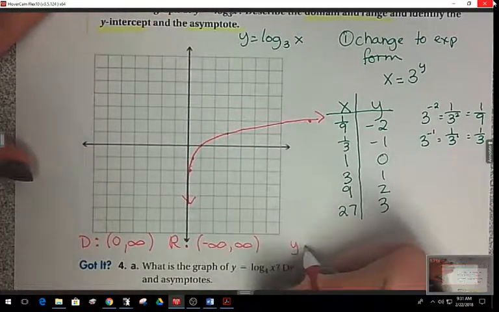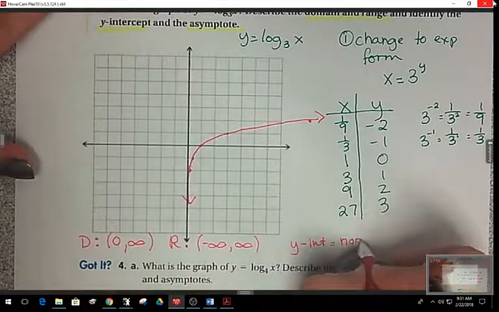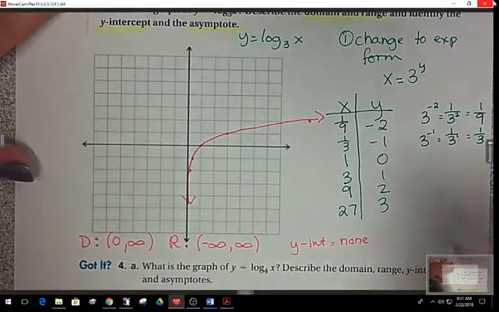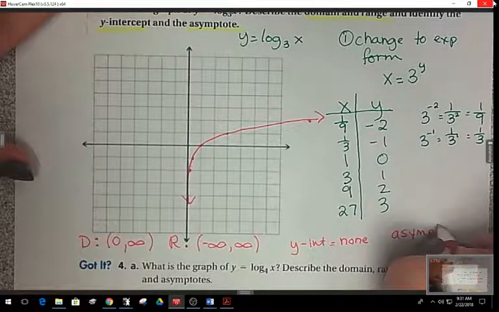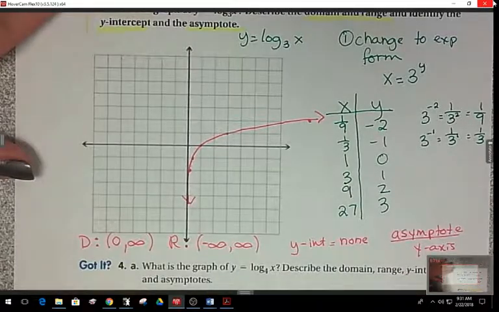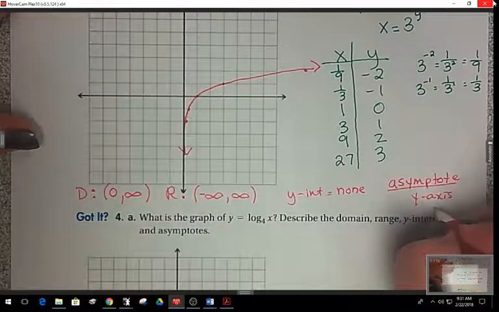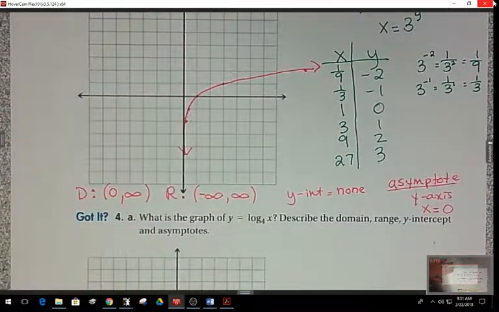Now your y-intercept, it doesn't have one because it never touches the y-axis. Remember, your y-axis is your asymptote. Okay, and your equation, if you're writing an equation for your asymptote, it would be x equals 0.